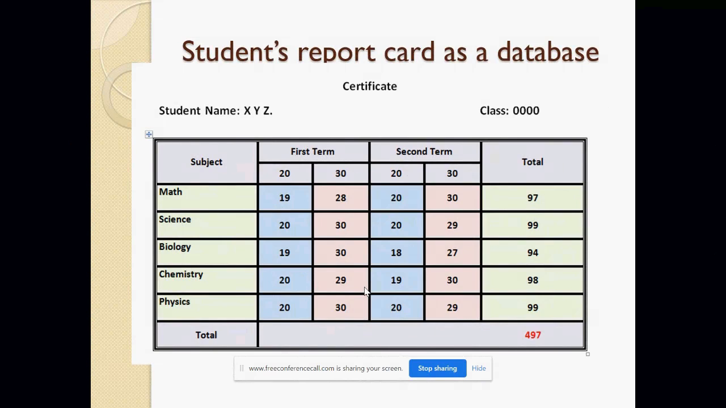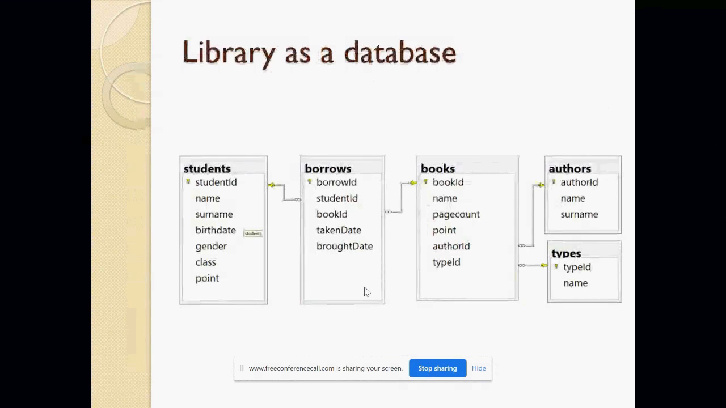So this report card is working as a database, and the information stored is arranged in a structured form. They are working as the pieces of information. So we can see that this is a database example. Secondly, library, as I told.